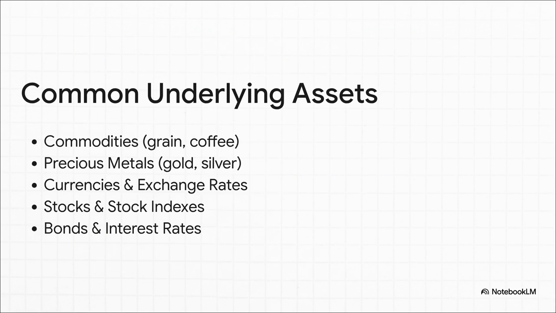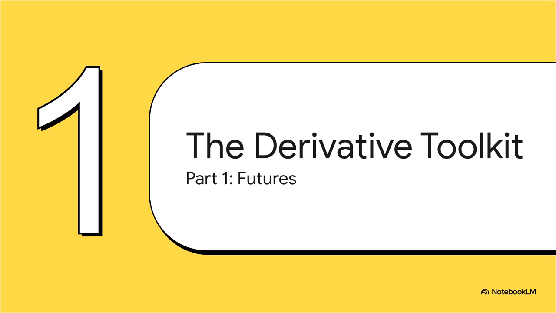And what are these underlying assets? Well, they can be all sorts of real-world stuff. We're talking about the farmer's soybeans, the coffee beans for your morning brew, the crude oil that becomes gasoline for your car. It could also be stocks, currencies, gold, you name it. A derivative is basically a financial agreement that's tied to the future price of one of these things. Let's think of derivatives as a kind of financial toolkit for managing risk.